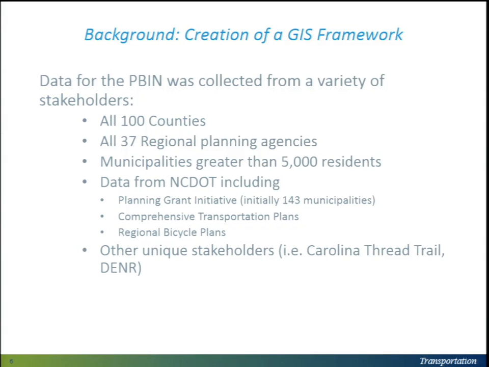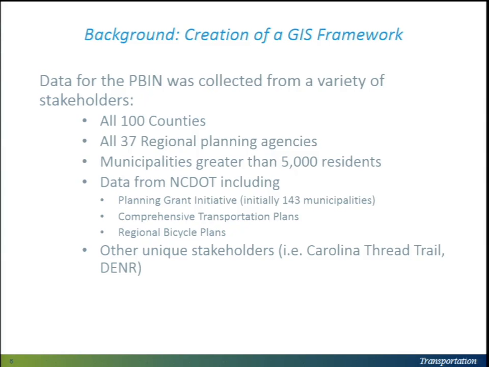At the time of creating the geodatabase, we were also going out to solicit data. So we took data that we had within DOT, which was our Planning Grant Initiative program that I just mentioned on those maps. It was 143 at the time when we started it, but now we're at 170 plus, because it started about 3 or 4 years ago. And we also took CTPs, which was the Transportation Planning Branch, their bicycle pedestrian elements, and our regional bicycle plans.